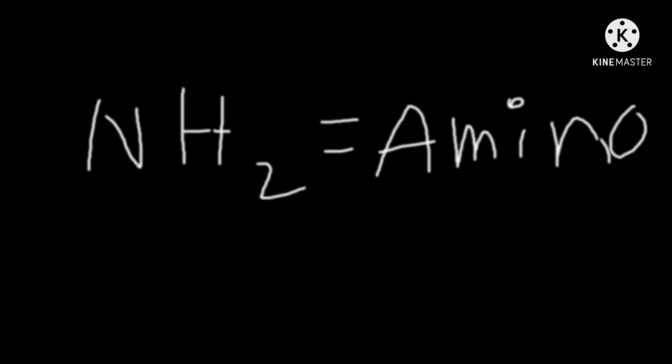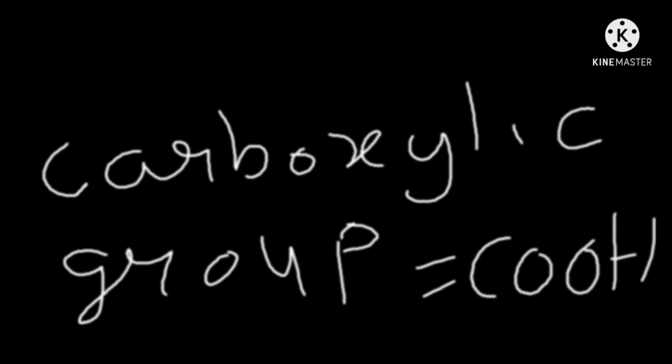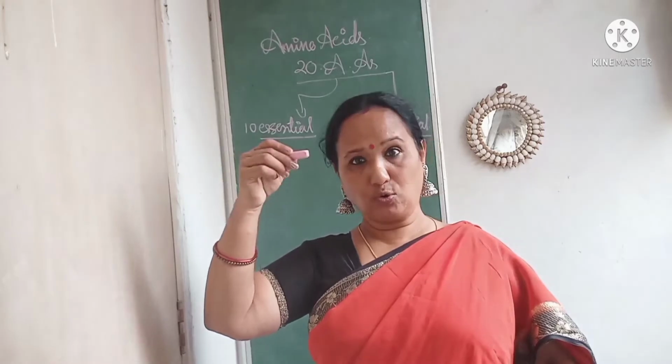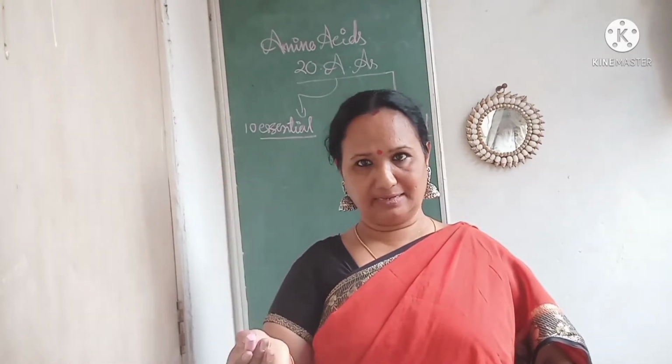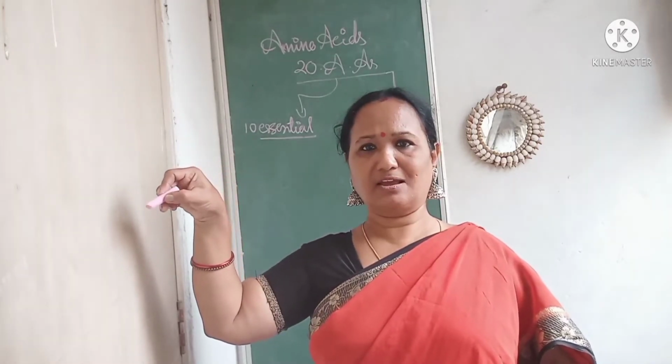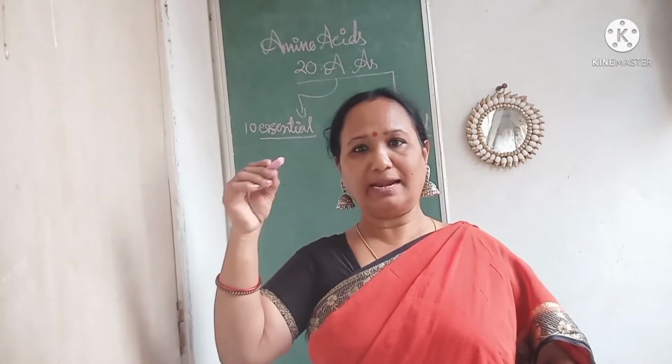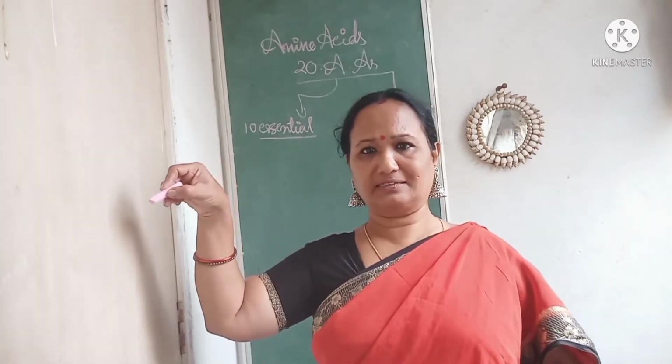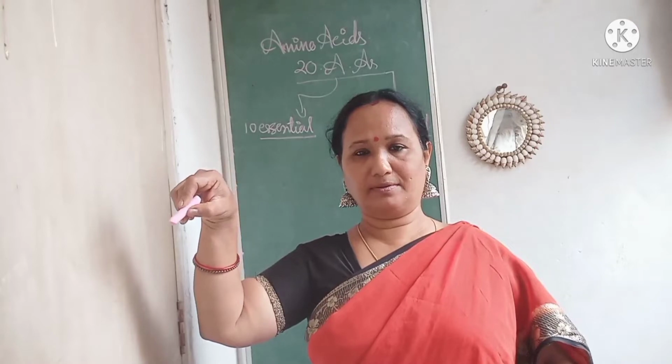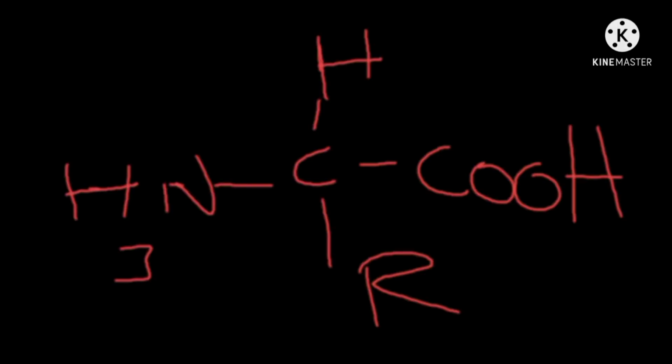The amino group imparts the basic character to the amino acid. On the other hand, the carboxylic group gives the acidic character. Amino acids are also referred to as substituted methane. Each amino acid has a free carboxyl group, a free amino group, and a distinctive side chain.